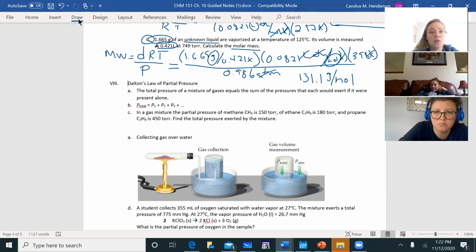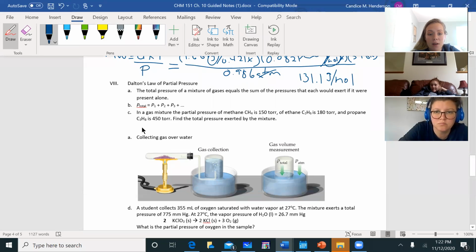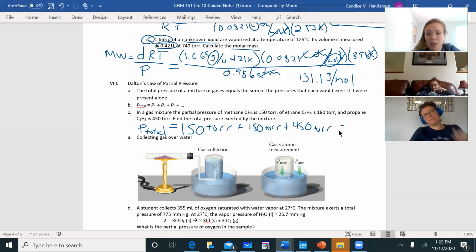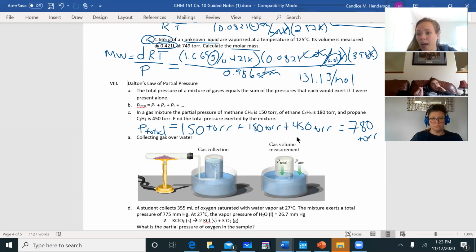So I know the individual amounts. I'm just going to add them together. My total pressure is going to equal each individual component, 150 torr plus 180 torr plus 450 torr. We get 780 torr for this mixture. If I had given you the total and 2 of the 3 components, you would be able to solve for the third one by subtracting out the other gases.